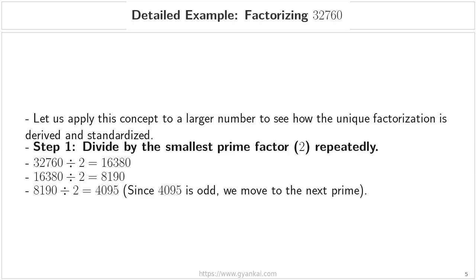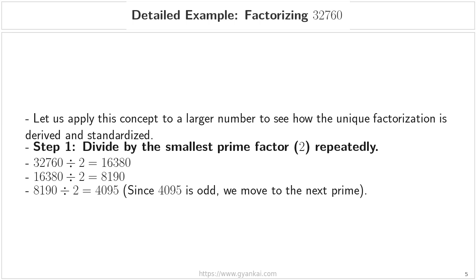First, we begin with step 1, where our goal is to divide by the smallest prime factor, which is 2, as many times as possible. We start with 32,760 divided by 2, which gives us 16,380. We can divide by 2 again, resulting in 8,190. One more time, dividing 8,190 by 2 leaves us with 4,095.